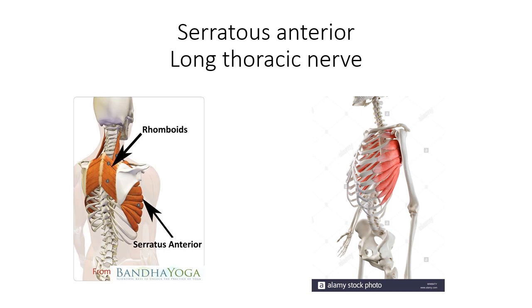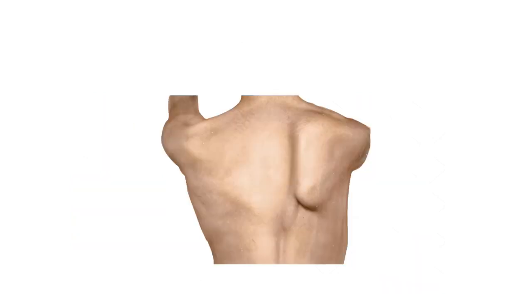Serratus anterior originates from the ribs and is inserted on the medial aspect of the scapula. It is supplied by the long thoracic nerve. Medial winging of the scapula is due to long thoracic nerve injury and serratus anterior muscle dysfunction. We ask the patient to push against the wall, and the scapula will be elevated from the back, and that is called medial winging of the scapula.